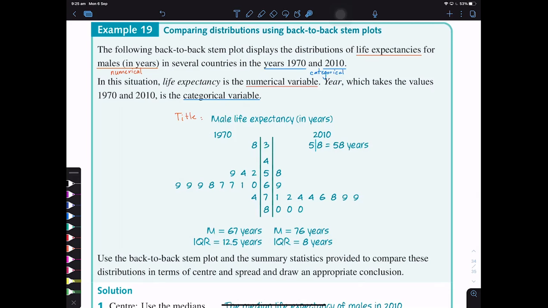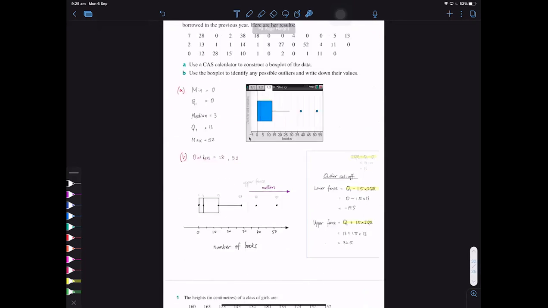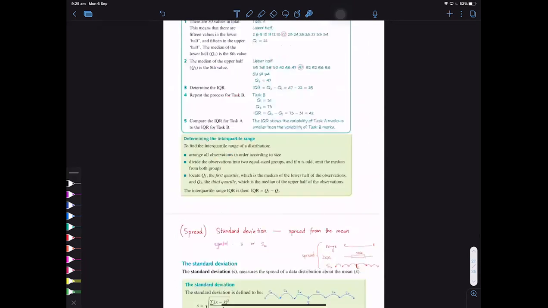When we talk about the median, what are we talking about? The average. No, the middle. Median is the middle number. We learned this. Yeah, it's the middle number, correct. And what is it a measure of?